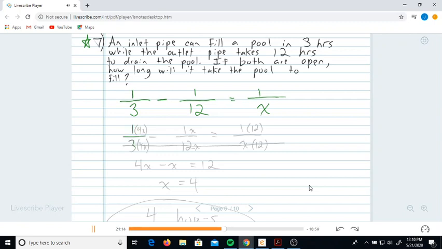So we want to get a common denominator. The common denominator would be 12x. Let me rewrite this real quick. This denominator we can get to 12x by multiplying top and bottom by 4x. This we can get to 12x by multiplying top and bottom by x. And here we can multiply top and bottom by 12. So 12x, 12x, 12x, all denominators are identical. Multiplication by that common denominator clears them. So we're left with 4x minus x equals 12, and therefore x equals 4.